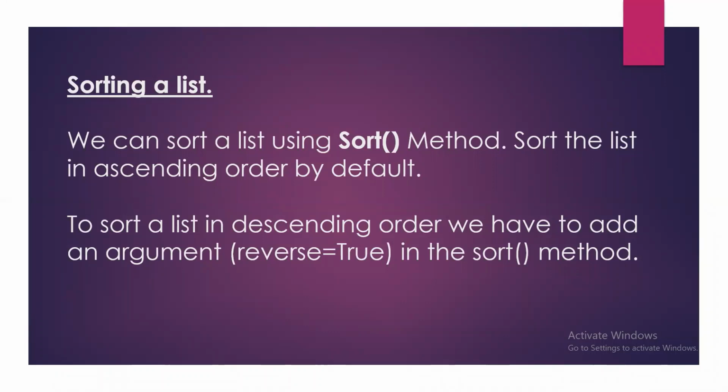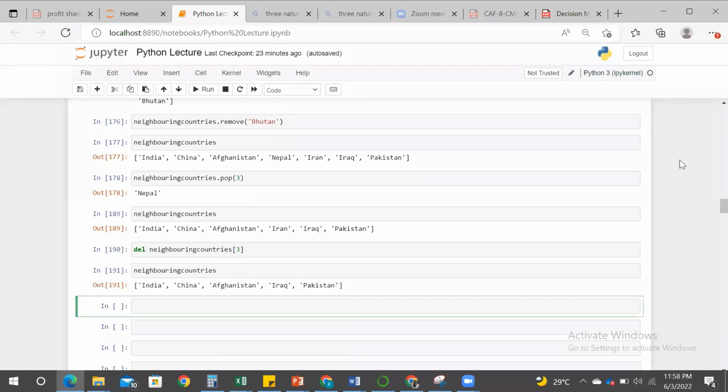To sort a list, we use the sort method, and by default, the sort method sorts a list in ascending order. If it is an alphabetical list, it is sorted in ascending order, and if it is a numerical list or list of integers, it is sorted from smallest number to largest number. So let's create two lists. One is words and one is numbers, and then see how we can sort those lists.